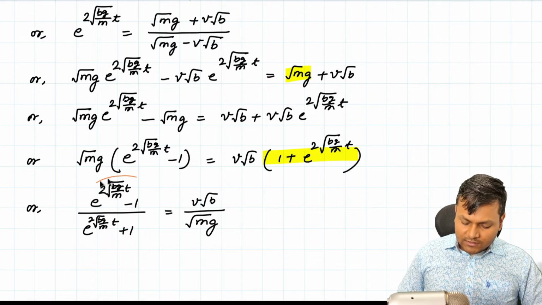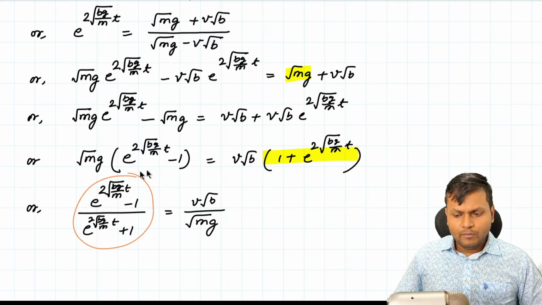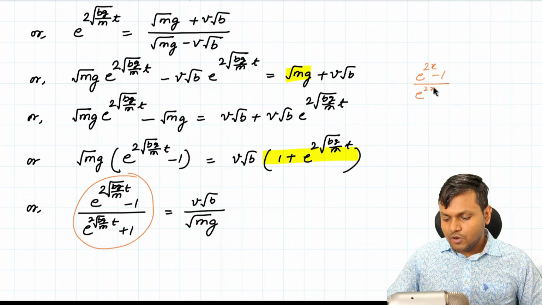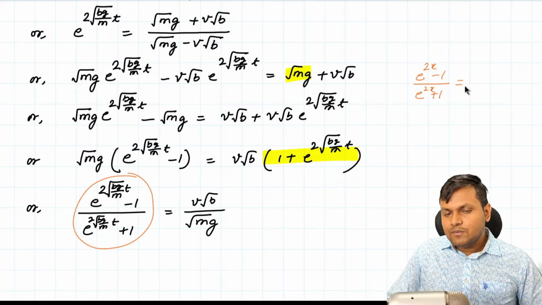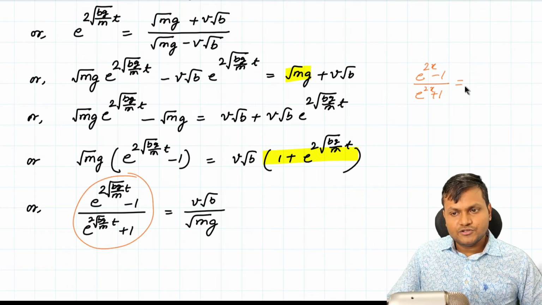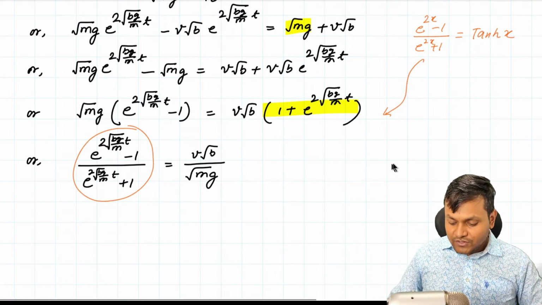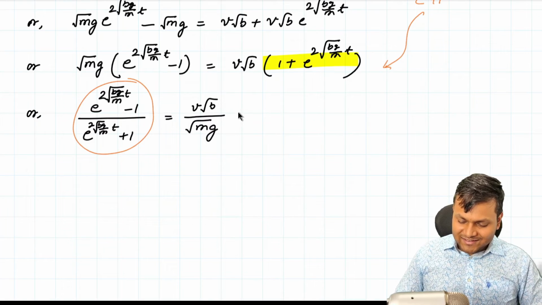Now here you can see that this left hand side expression may look familiar to you. You may know that expressions of the form, let's suppose, exponential to the power twice x minus 1 divided by exponential to the power twice x plus 1 can be written as some other kind of a trigonometric function. It is actually equal to tan hyperbolic x. And if we use this expression, I can further simplify my results.